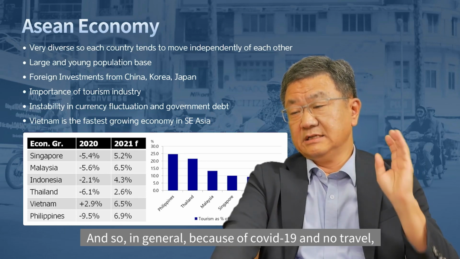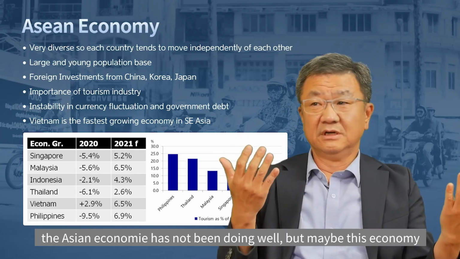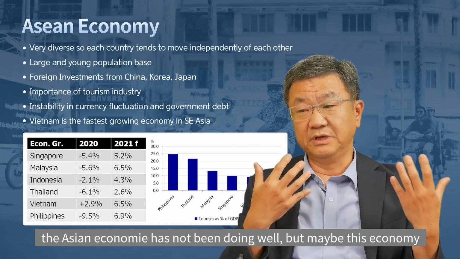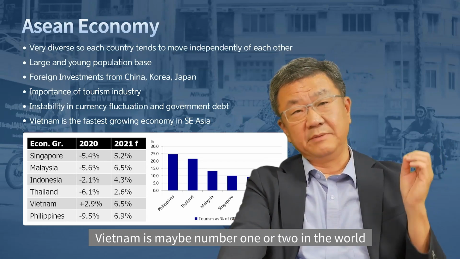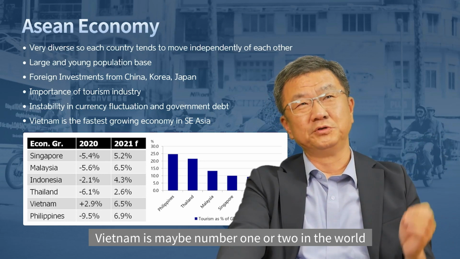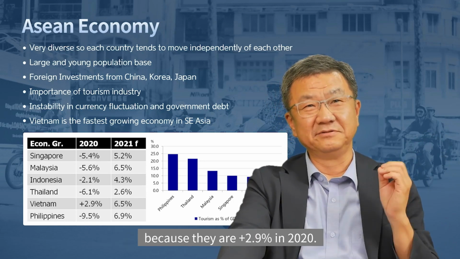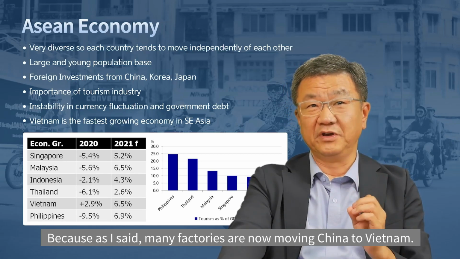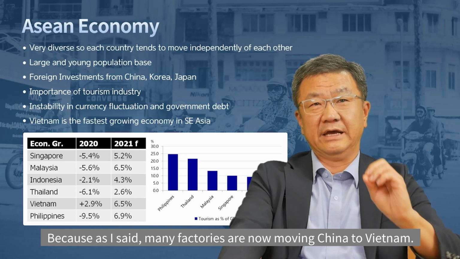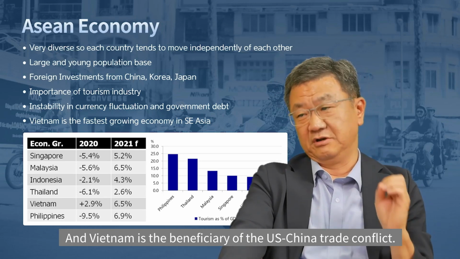So in general, because of COVID and no travel, the Asian economies have not been doing well. But maybe in this economy, Vietnam is number 1 or number 2 in the world because they're plus 2.9% in 2020. Because as I said, many factories are now moving from China to Vietnam. And Vietnam is the beneficiary of the US-China trade conflict.